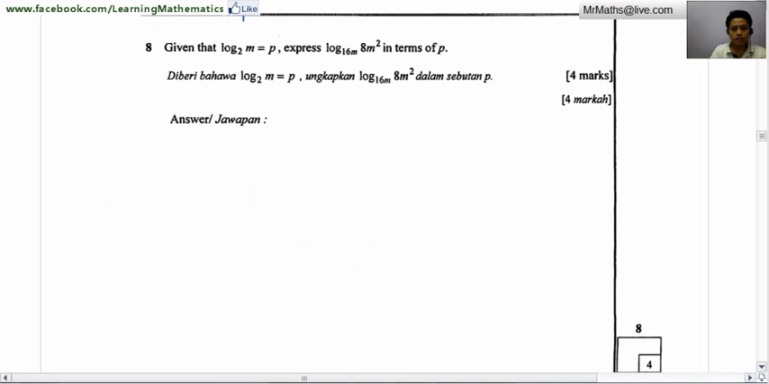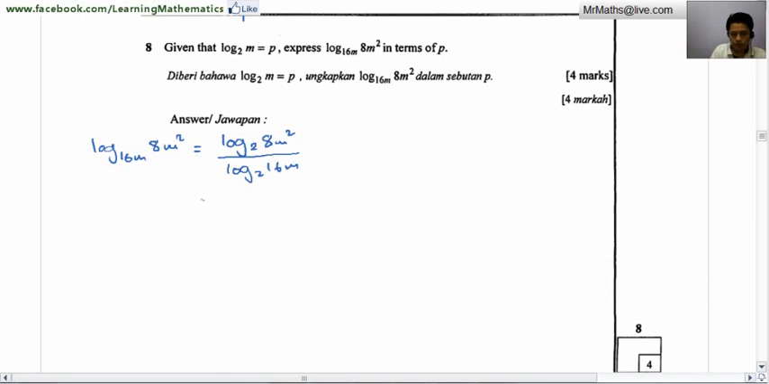Okay, number 8. Given that log to the base of 2 of m is p, then express this one, complex one. So I do it right into this piece of paper on the left. Log base 16 of 8m squared, okay, I hope you can see it clearly. This is equal to, I change the base of the log to become log base 2 of 8m squared over log base 2 of 16m.